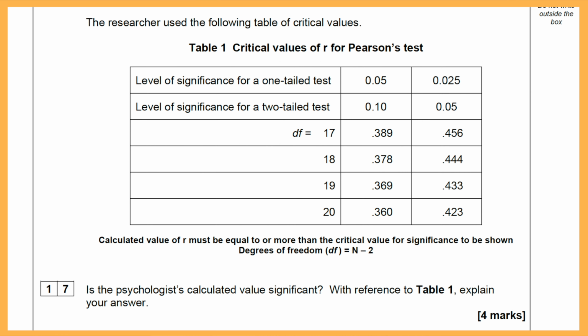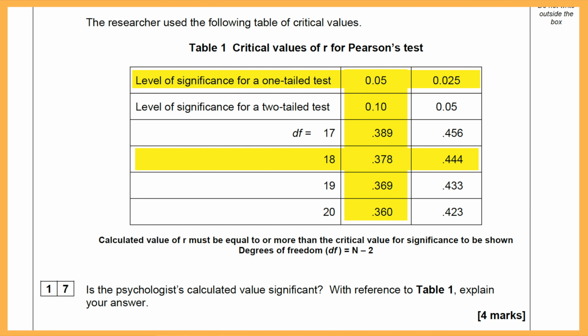However, if you take a careful look at what's written underneath the critical value table, you'll see it says a few things, but notice what it says about degrees of freedom. Degrees of freedom equals N minus 2. So we know N, the number of participants, is 20, but we need to minus 2, so DF is 18. So putting all that together, the critical value is 0.378. So to finally answer the question, are the results significant?